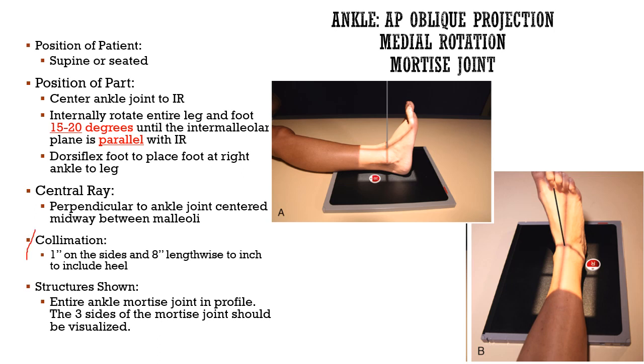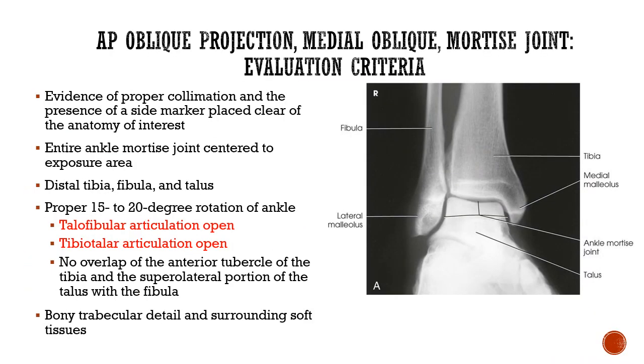We're going to use the same collimation we did for the AP projection, and we're going to see the entire ankle Mortise in profile. The 3 sides of the Mortise joint should be visualized. So looking at this, the talofibular articulation is open, as well as the tibiotalar articulation is open on 2 sides.